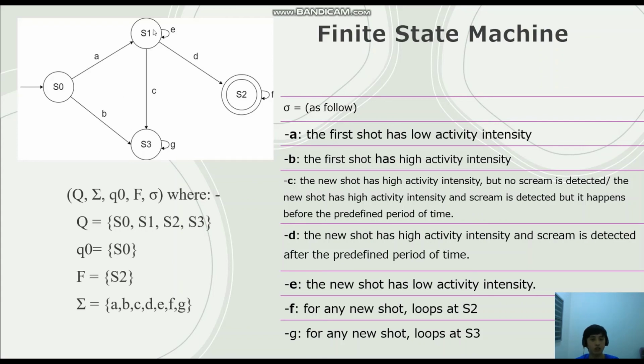When S1 continues to have low activity intensity, it stays in the same state. When S1 has high activity intensity and a scream is detected, and it happens after a period of time, it goes to S2, which is an accept state. S2 and S3 will always transition to themselves.